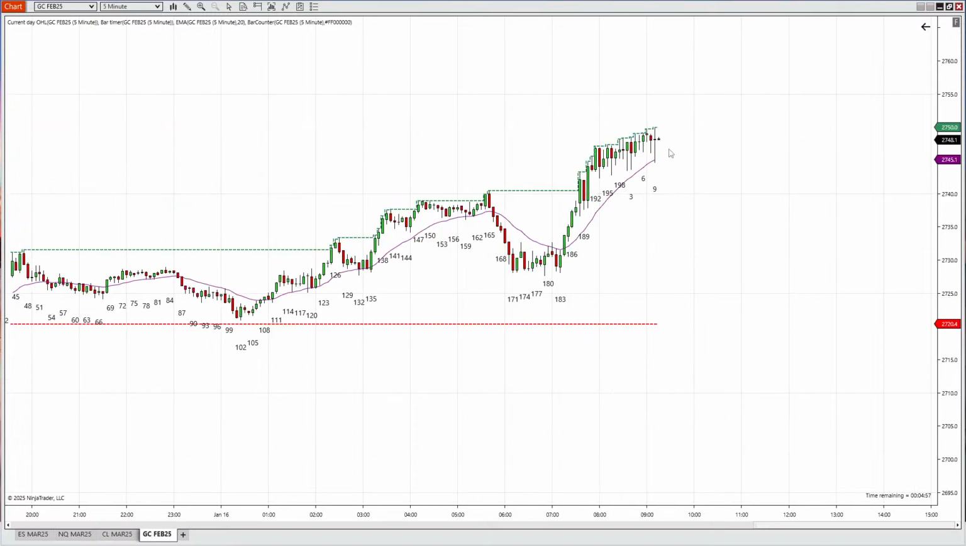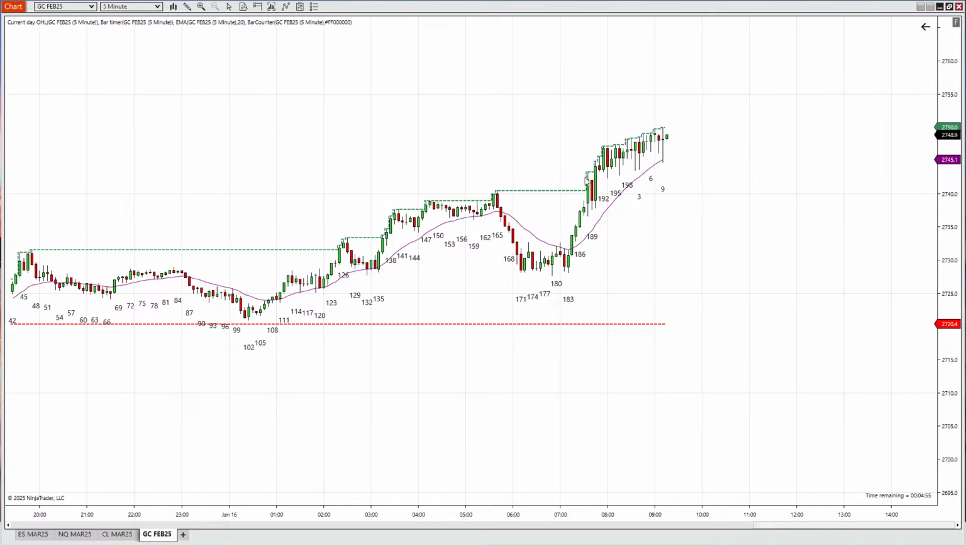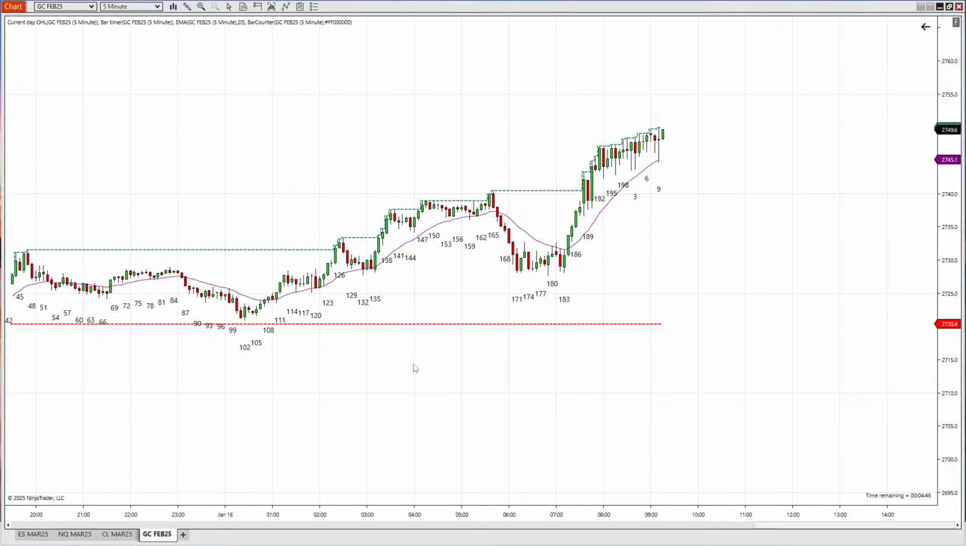Gold is in this choppy trend. Kind of what happened to me. Got in on the breakout and got out somewhere up here. Didn't really make a lot, but I had to close before the market opened.